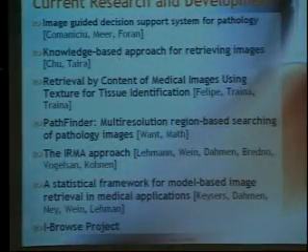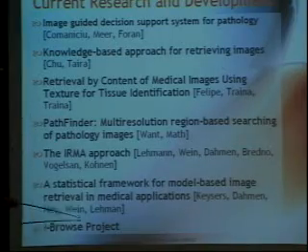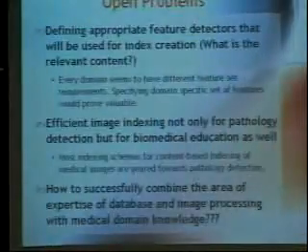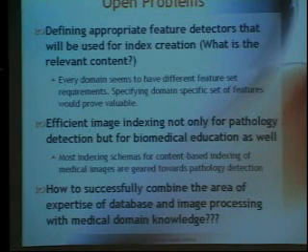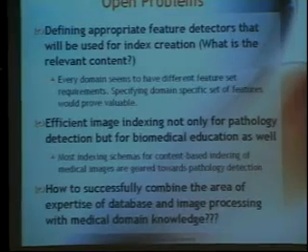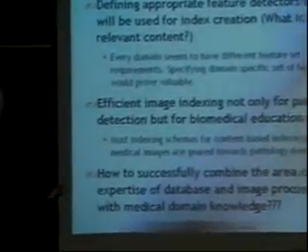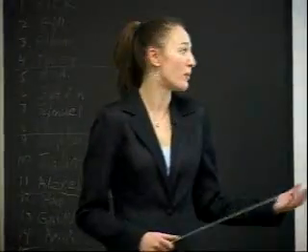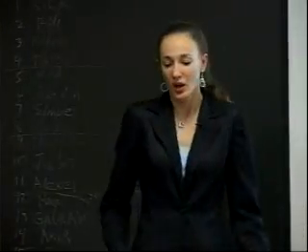Current research and development, there's a lot going on. This is just a very short list of diverse applications. What are open problems in this area? Well, defining appropriate feature detectors that will be used for index creation is a hard problem because every medical imaging domain has different needs. So different features may be okay for cardiological images, but might not be so okay for brain images.